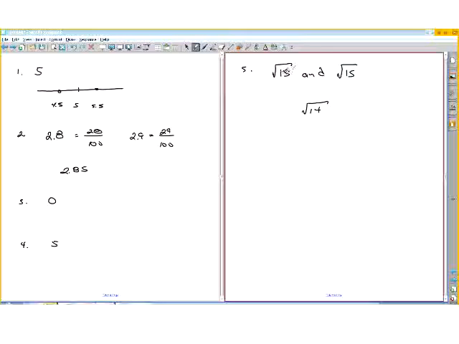So we can have the square root of 13.1, the square root of 13.2. Any number that's between those two will be fine. Number 6, a real number that is neither positive nor negative. There's only one number that's neither positive nor negative, and that's 0.